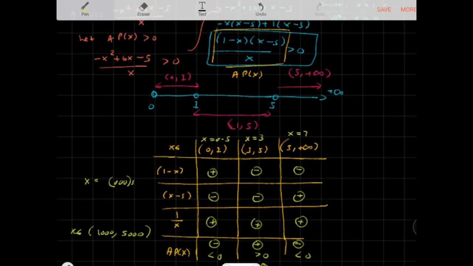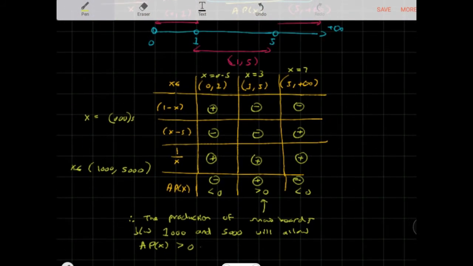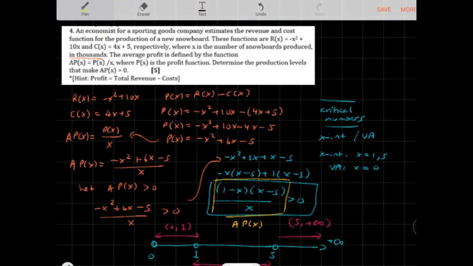So it's really interesting how we can use the interval inequalities of rational functions to model certain application questions.